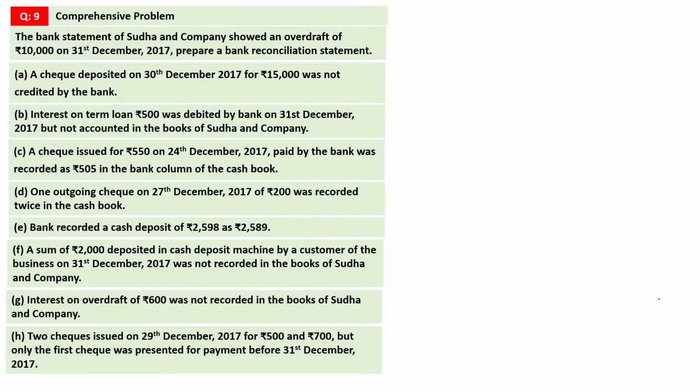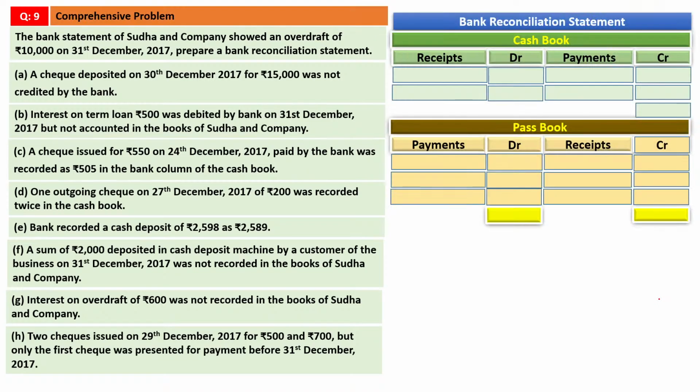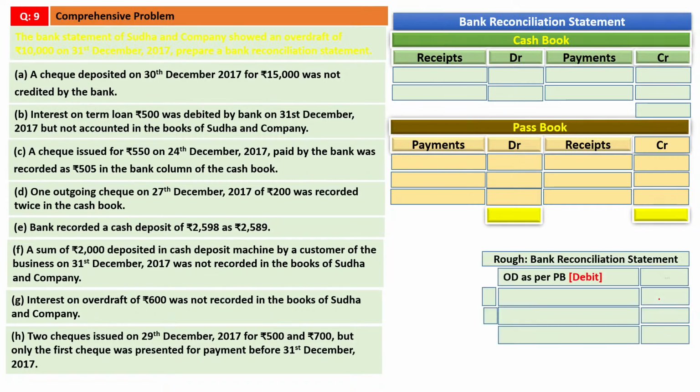The last one, let's finish up a bit faster this one also. The bank statement of Sudha company showed an overdraft of 10,000 rupees. On 31st December, prepare a bank reconciliation statement. So as per the banker's passbook, overdraft means it's a debit balance. I'll post that in the debit side. Overdraft as per passbook, debit 10,000 rupees.